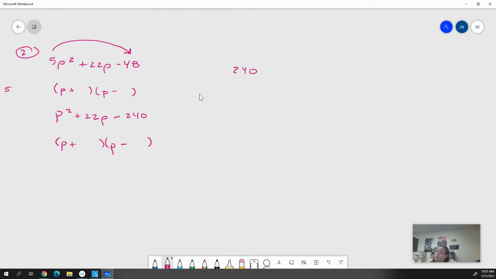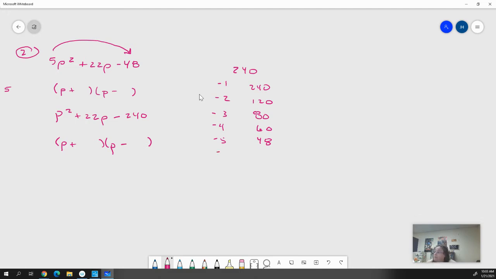What do I know? I know that one's positive, one's negative. I know that the bigger one is positive because this is positive. So I'm going to go negative 1 times 240. I'm going to go negative 2 times 120. I can look at all my factors. Negative 3 times 80. Negative 4 times 60. Negative 5 times 48. If you know them fast, fine. If you can automatically figure out what it is, fine. But if you can't, that's all right too. Just go through all your factors.